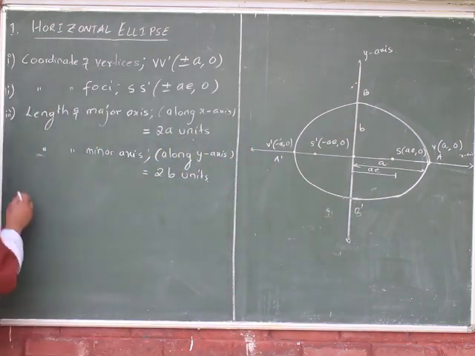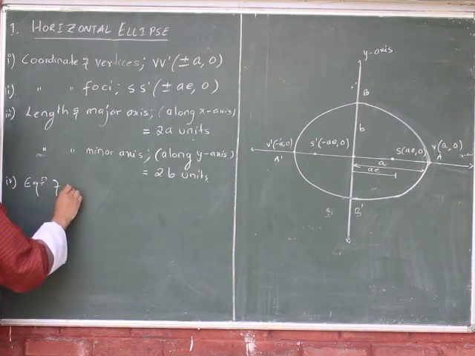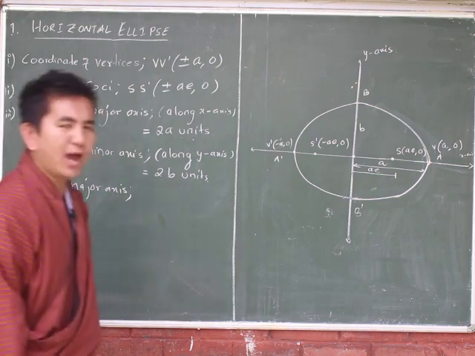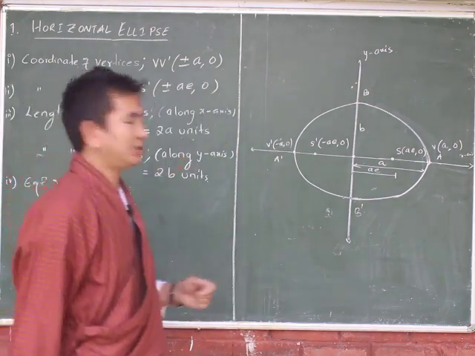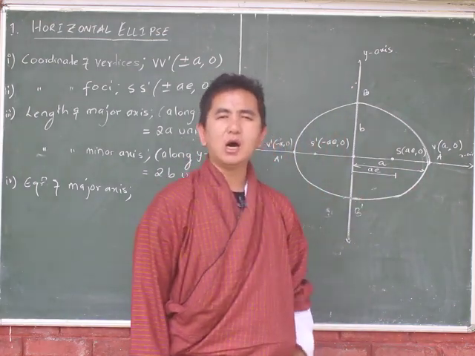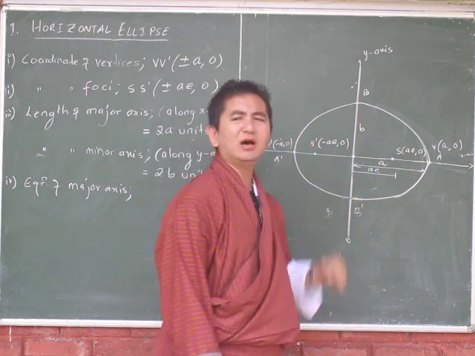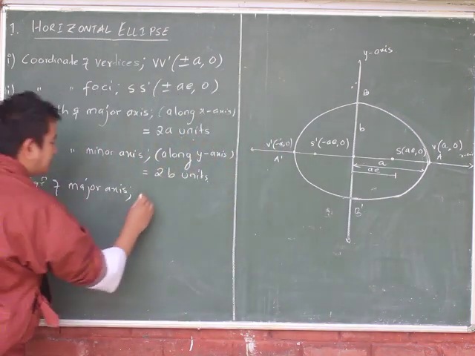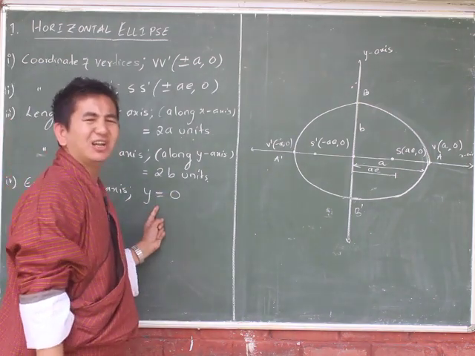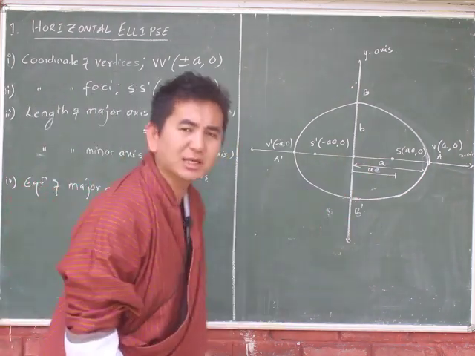We have 2b units. Number 4, equation of major axis. Use the concept that we have learned under parabola. The major axis does not lie on the y-axis; it lies along the x-axis. So when you write the equation of major axis, you are going to write y is equal to 0. That means the major axis does not lie on the y-axis. If it does not lie on the y-axis, obviously it will lie on the x-axis.